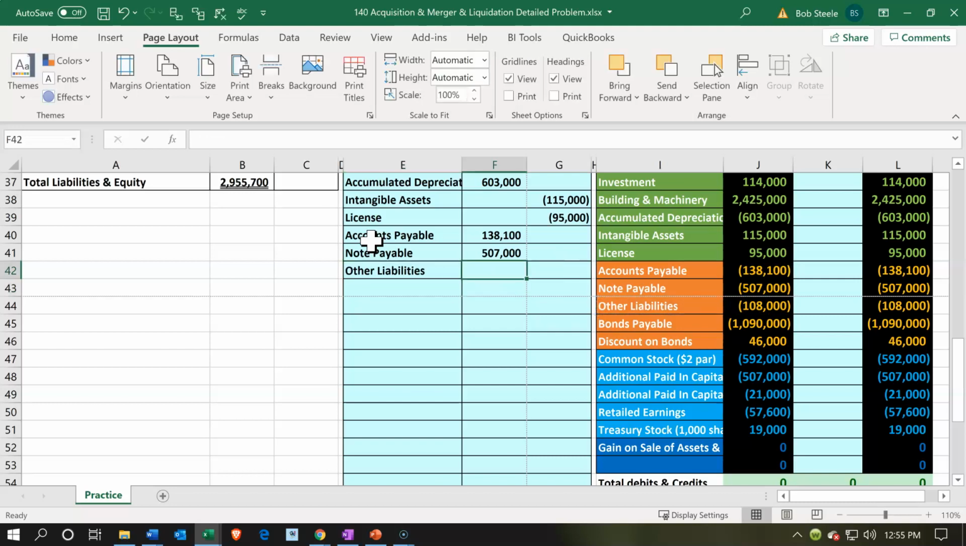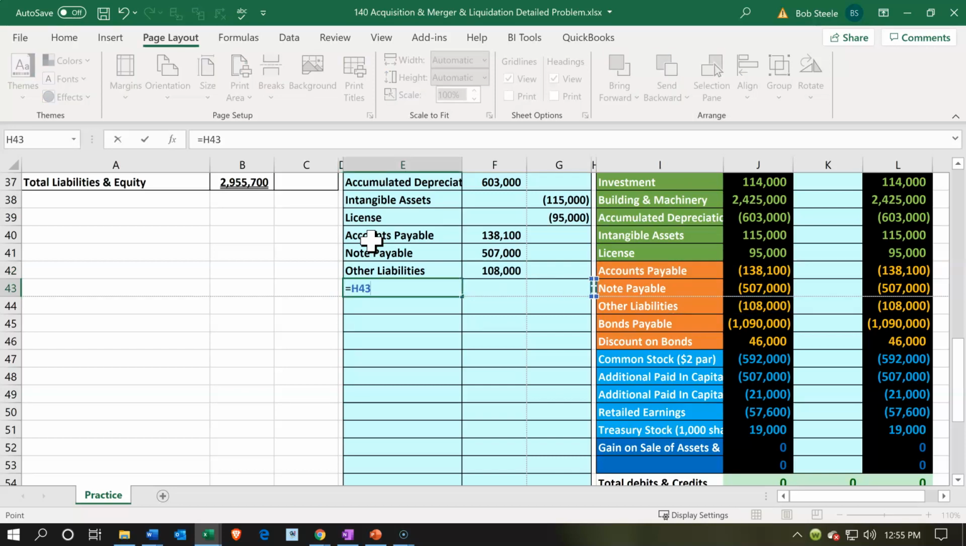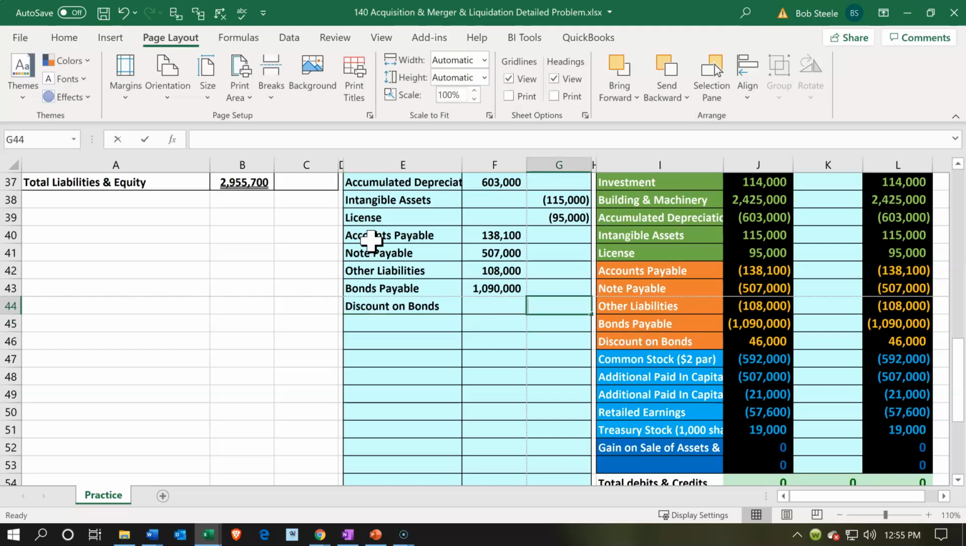The other liabilities, we need to debit it to make it go away. The bonds, I'm just going to pick up the bonds, and we need to debit it to make it go away. So the bonds, we'll debit that. And then we have the discount. It's got a debit balance, so we're going to have to credit the discount because it's reducing the liability of the bonds. Therefore, it's a contra liability account. And we're going to have to credit it to make it go away.